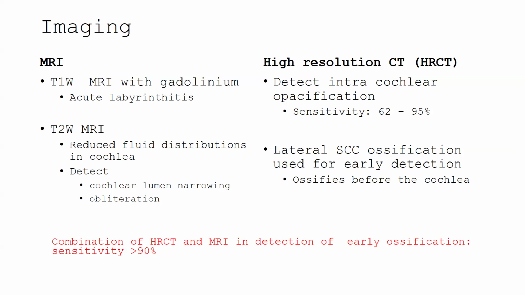If ossification of the labyrinth is occurring, case reports have shown that this sometimes will start from either the lateral semicircular canal or the superior dome of the superior semicircular canal, especially in meningitis. So if this is detected on CT, then this patient is at a high risk of getting an ossification of their cochlea. A combination of both high resolution CT and MRI increases the sensitivity of detecting early ossification by more than 90%.